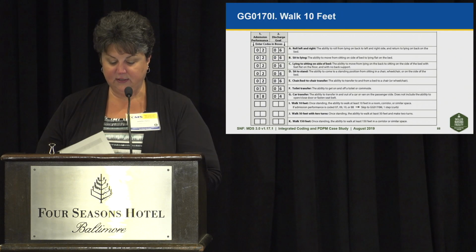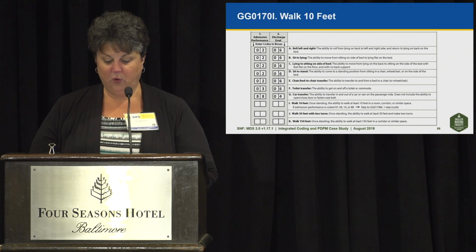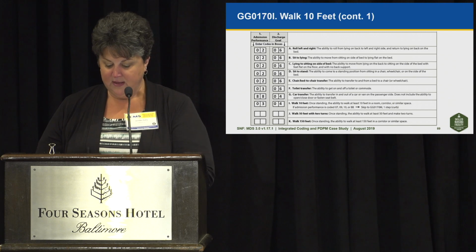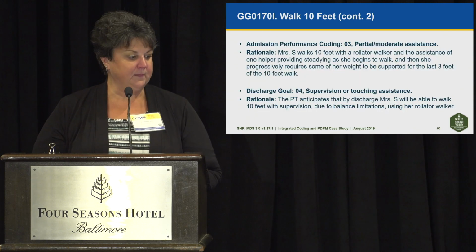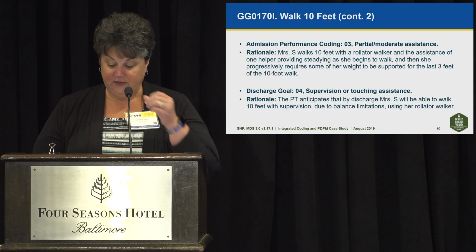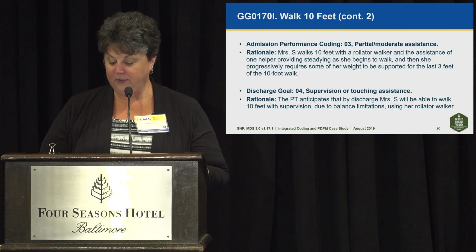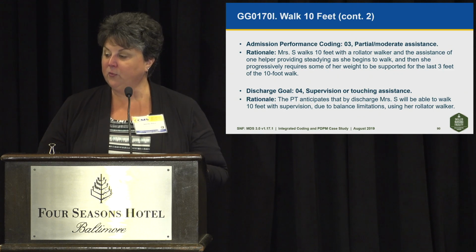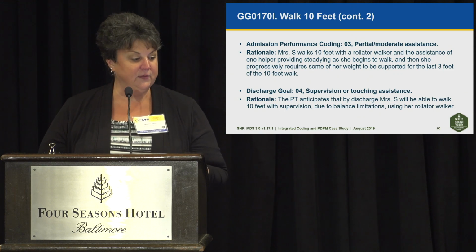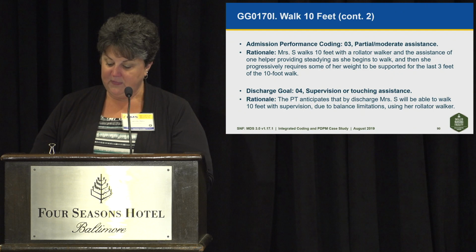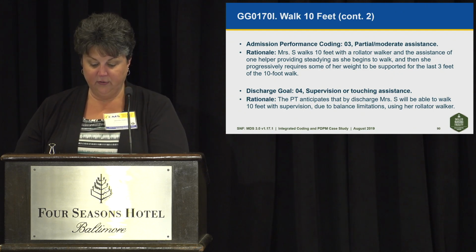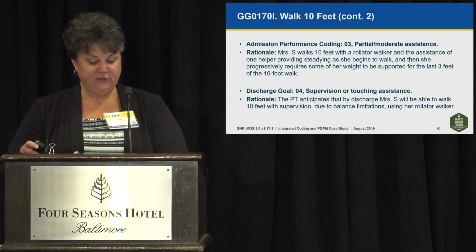Let's look at walk. How did you code walk 10 feet? 3, 4, great, you guys are good. Let's look at the rationale. There she does walk 10 feet with a walker and assistance of one helper. She needs steadying help, and she really needs some of her weight to be supported in the last 3 of those 10 feet. And by discharge, it's expected that she'll be able to do this using her walker with supervision or touching.